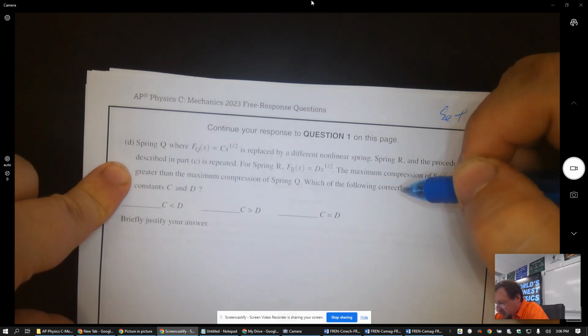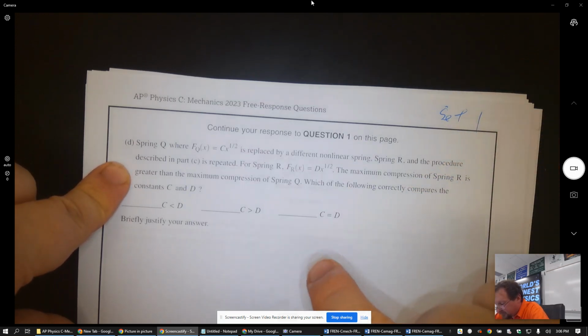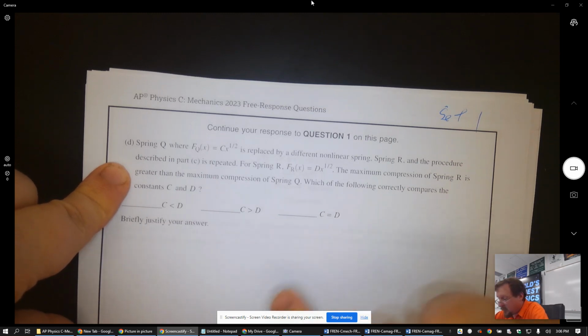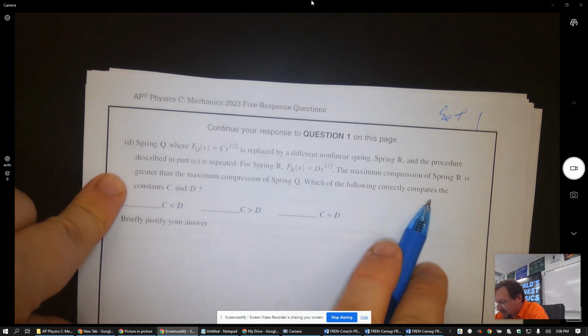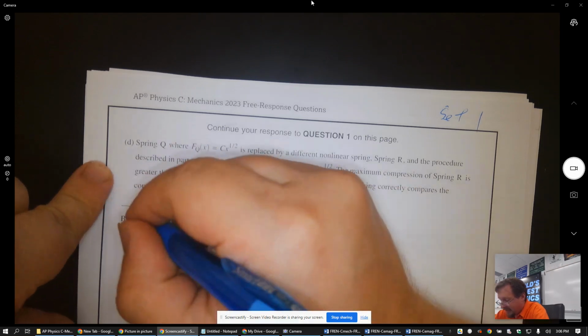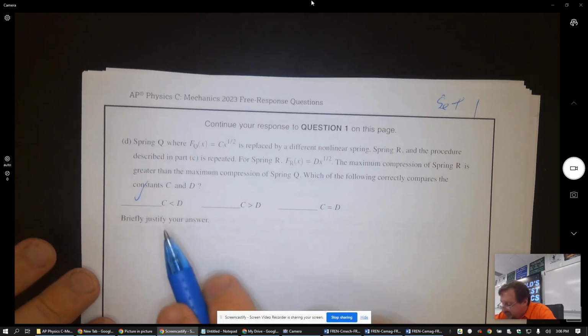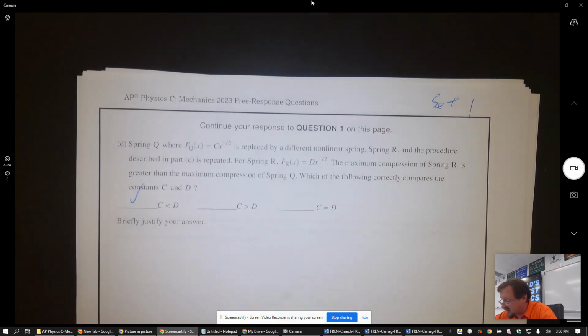If it's greater, then that means the spring is more loose, like your mother. And if it's more loose, then the D has got to be less. And by the way, College Board, this is the way you do it. Can I just tell you, how many times have you done this thing where it's like, indicate whether A is greater than, less than, or equal to B?